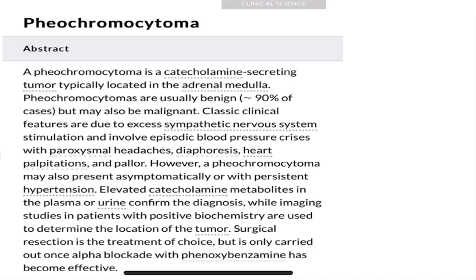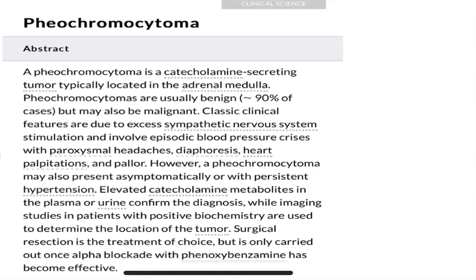Classical clinical features are due to excess sympathetic nervous system stimulation. Of course, epinephrine and norepinephrine are sympathetic hormones, so there is excess nervous system stimulation, which involves episodic blood pressure. Once the tumor secretes too much norepinephrine, that is when you will feel the high blood pressure. That's why it is called episodic blood pressure.